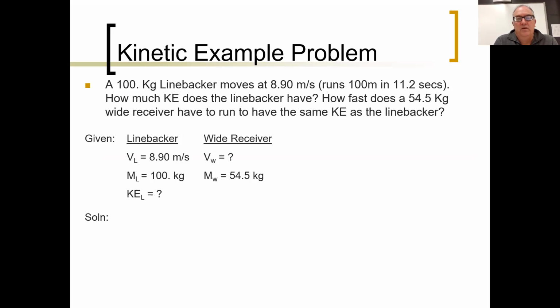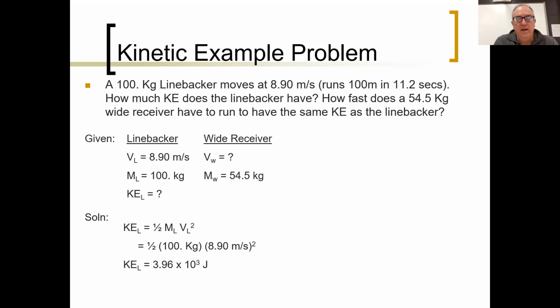So the first thing I'm going to do is let's figure out the kinetic energy of the actual linebacker himself. He has the mass, we know his velocity, so figuring out the kinetic energy is rather simple and straightforward for us. Make sure you always use the square. That does seem to get lost sometimes in the problem. And we know that that linebacker now has a kinetic energy of 3.96 times 10 to the third joules.